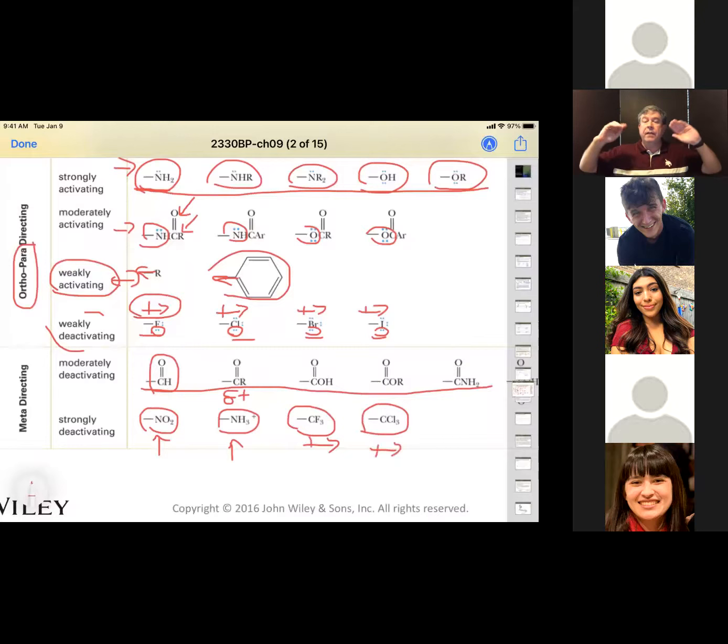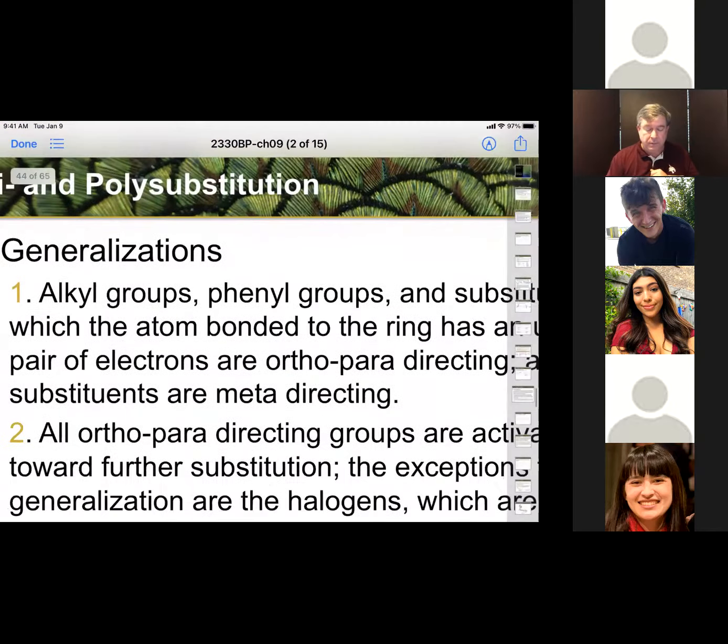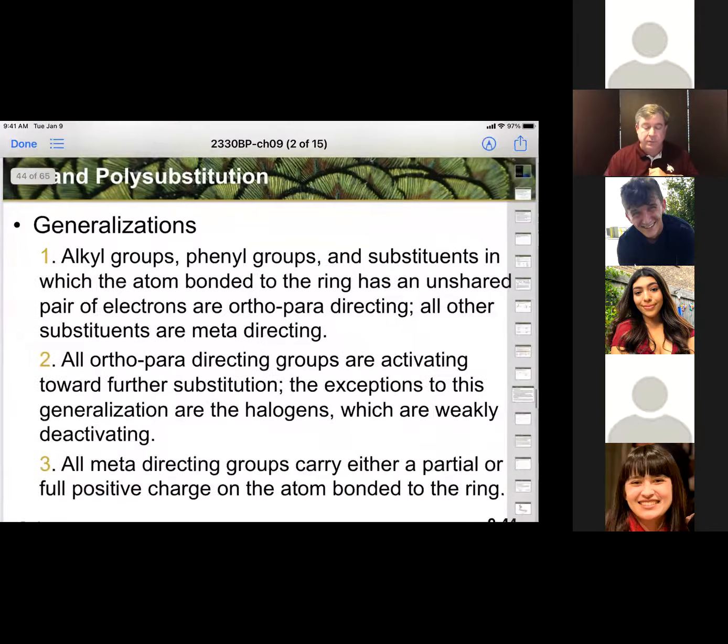And we see that having that lone pair be able to donate that entire lone pair makes it strongly activating. Some of that lone pair, weakly to moderately activating. How carbon bonds are weakly activating, and how the halides deactivate but still direct ortho/para. All right, so we have some generalization there.